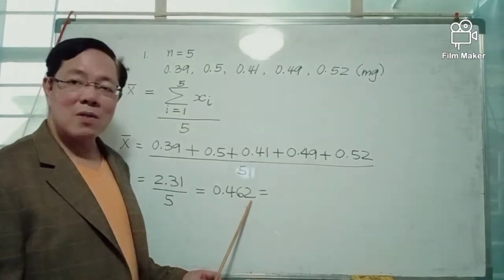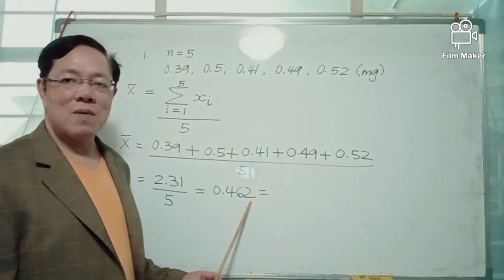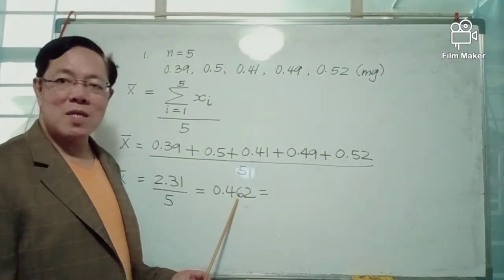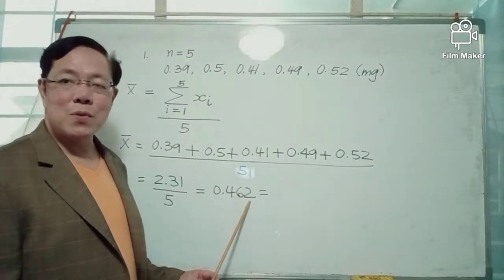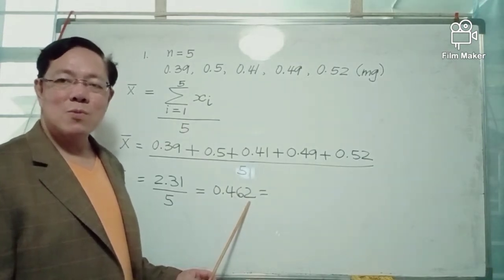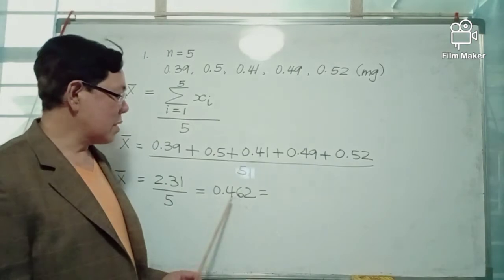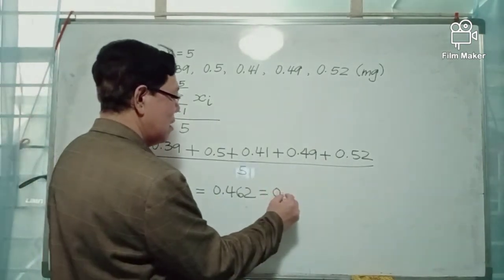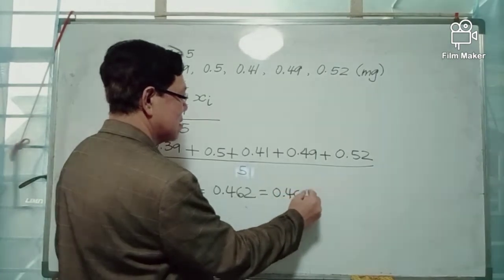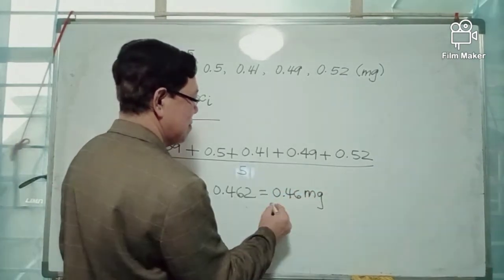If the number to be rounded off is 5 or more than 5, we add 1 to the preceding digit, 6. But if the number to be rounded off, 2, is less than 5, we simply drop 2, and we get 0.46. 0.46 milligram.